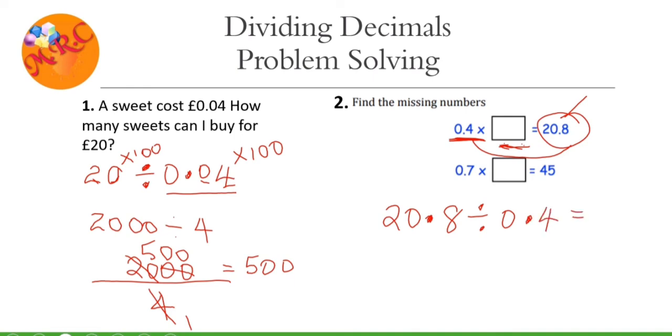I'm just going to write in the answer for that. So I'm giving you 15 seconds to work that out. Remember, you can pause the video and then write in your answer. 3, 2, 1. So that's 52. And then the same procedure here: 0.7 times the number gives us 45.